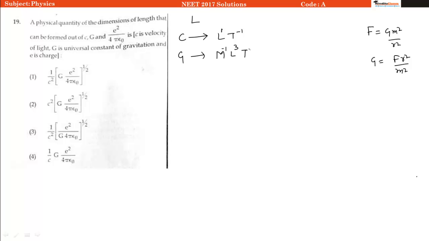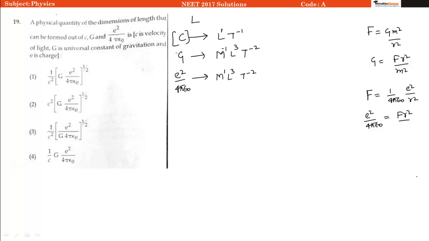Similarly, for e squared divided by 4 pi epsilon naught, how can we find that? Force is equal to 1 divided by 4 pi epsilon naught into e squared divided by r squared, or we can say that e squared divided by 4 pi epsilon naught is equal to F r squared. So the dimensions will be M^1 L^3 T^-2.